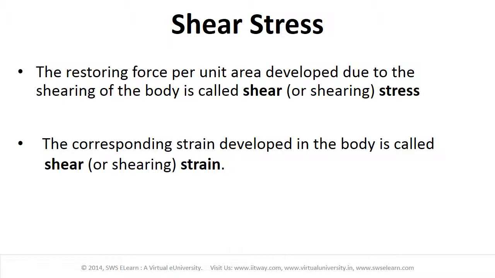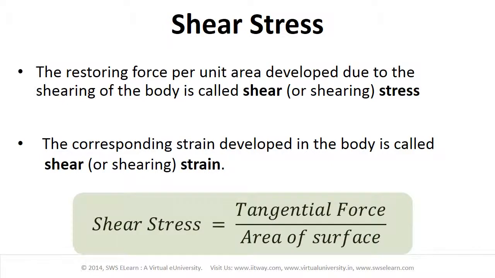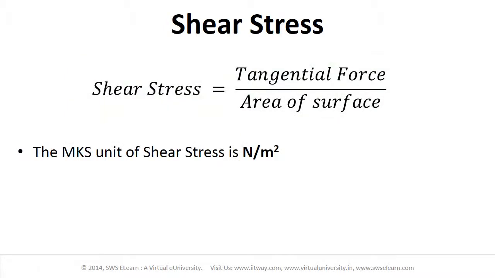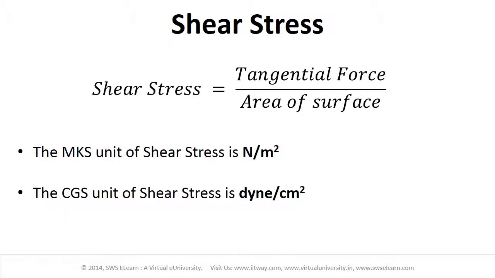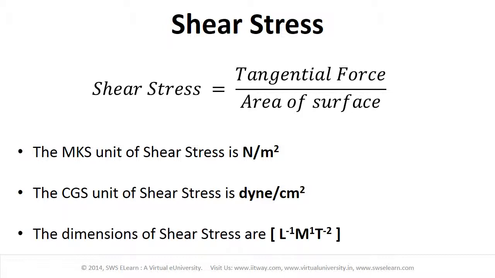In equation form, the shear stress is written as shear stress equals tangential force upon area of surface. The MKS unit of shear stress is Newton per meter square. The CGS unit of shear stress is Dyn per centimeter square. The dimensions of shear stress are L raised to minus 1 into M raised to 1 into T raised to minus 2.